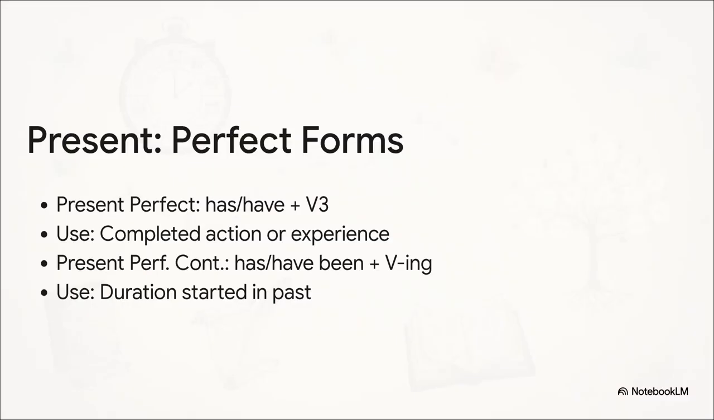Moving along to the perfect forms, these rely on the helper verbs has or have. The present perfect shifts our focus to actions recently completed or life experiences using the third form of the verb. I have eaten lunch. Boom, it's done. But what about the present perfect continuous? Well, it tells us about the duration of an action that started in the past and is still ongoing right now. Think, I have been studying for 2 hours. The been plus the ing verb highlights that unbroken, ongoing continuation.